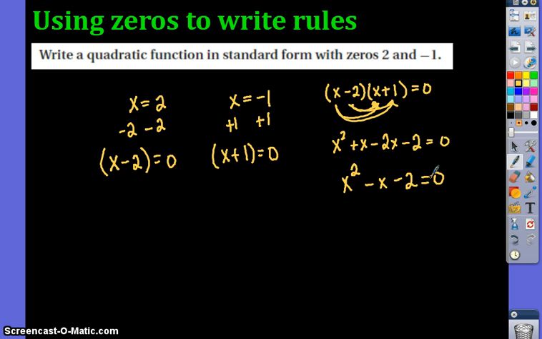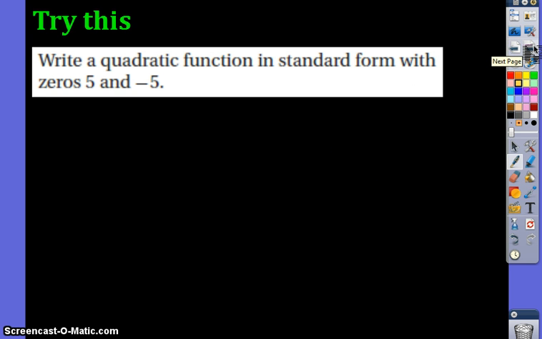So there is one possible answer that could give us these two zeros. Remember, there are lots of different functions that would have these as zeros, but this is just one of them. Obviously, if we multiplied everything by 2, that would give us another function that would have those same two zeros. That's why I said this is one possible one. All right, so why don't you try this one, and we'll see you in class.